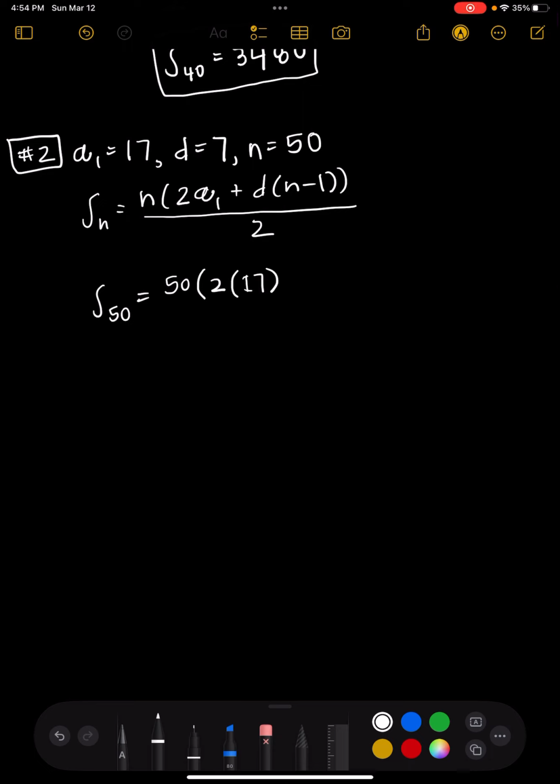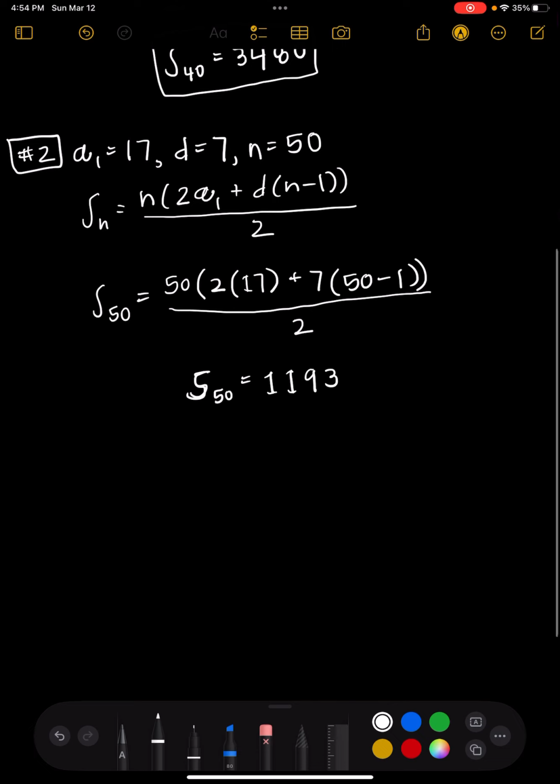All divided by 2. And now we can just plug that sucker in, which would give us 1,193. And so the sum of the first 50 terms of this series is 1,193.